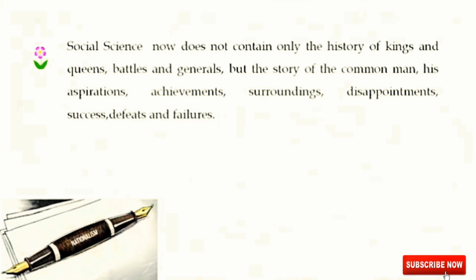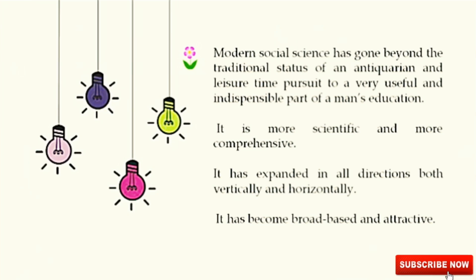Social science now does not contain only the history of kings and queens, battles and generals, but the story of the common man, his aspirations, achievements, surroundings, disappointments, success, defeats and failure. Thus, modern social science has gone beyond the traditional status of an antiquarian and leisure-time pursuit to a very useful and indispensable part of a man's education. It is more scientific and more comprehensive. It has expanded in all directions, both vertically and horizontally, in our society and globe. It has become broad-based and attractive.